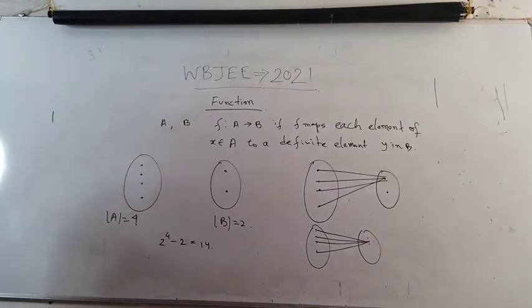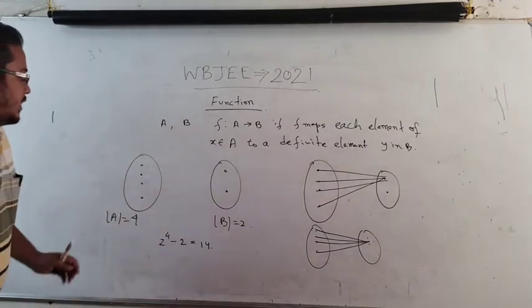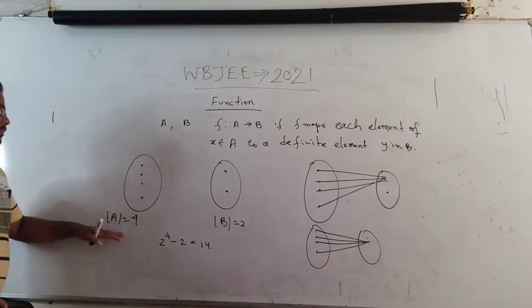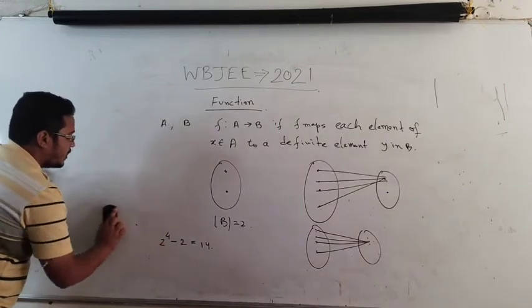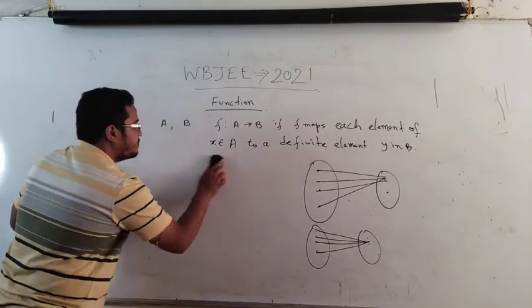So now we discuss the general case, if say the domain has n number of elements and the codomain has r number of elements. So what will be the total number of surjective functions?